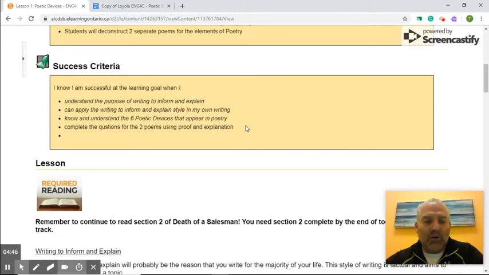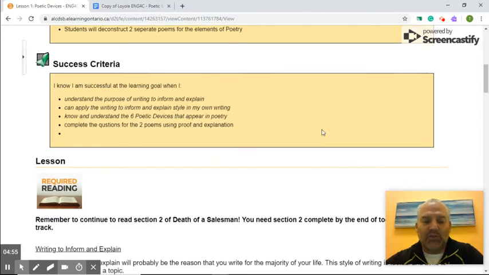And your learning goals: understand the purpose of writing to inform and explain, apply the writing to inform and explain, know the 6 poetic devices, and complete the questions for 2 of the poems.